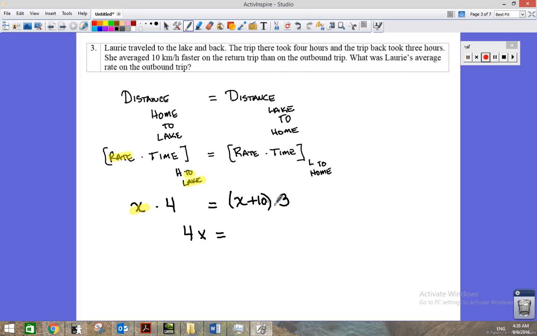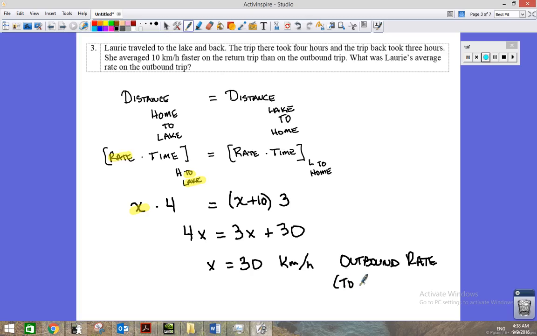Multiplication distributes over addition, so everything in this binomial, every term gets multiplied by 3. Subtract 3x from each side. And our rate is in kilometers per hour. And that's the rate that she was going on the outbound. And by outbound, it's outbound to the lake. So that's what they were wanting us to find.